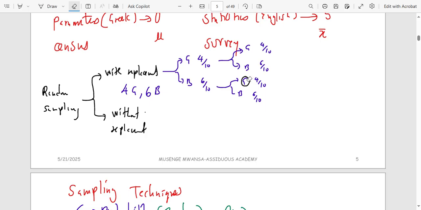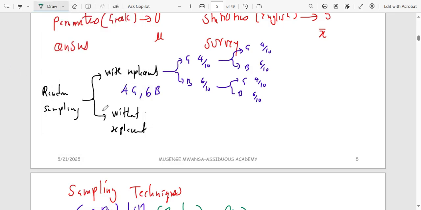If they said find the probability of picking balls of the same color, you get G, G, that's the same color, and then B, B, that's the same color. So for G, G you get 4 out of 10 times 4 out of 10, plus for B, B you get 6 out of 10 times 6 out of 10. Okay, so that is how you work it out if they told you it is with replacement.